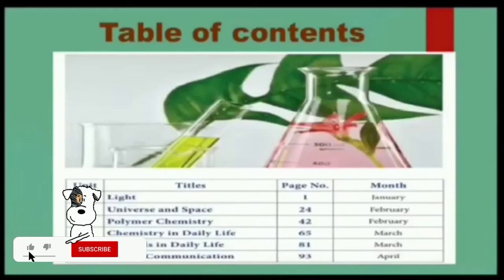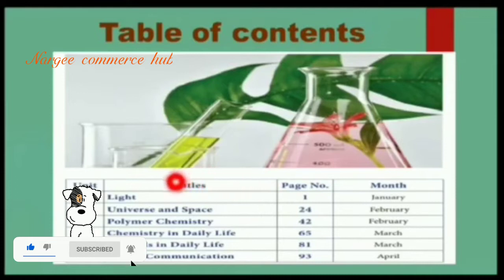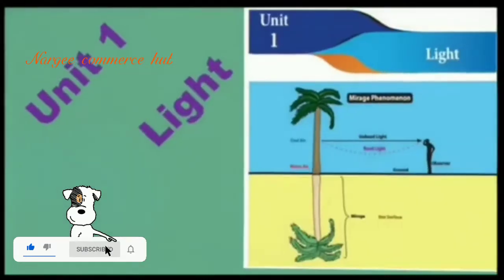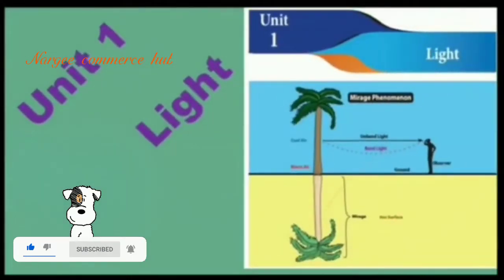Of the science book. Okay, look at this slide. Unit 1 light, Unit 2 universe and space, Unit 3 polymer chemistry, Unit 4 chemistry in daily life, Unit 5 animals in daily life, Unit 6 visual communication. Okay, Unit 1, 2, Unit 3 and 4 are the physical science, Unit 5 is the biology, Unit 6 is the computer lesson.